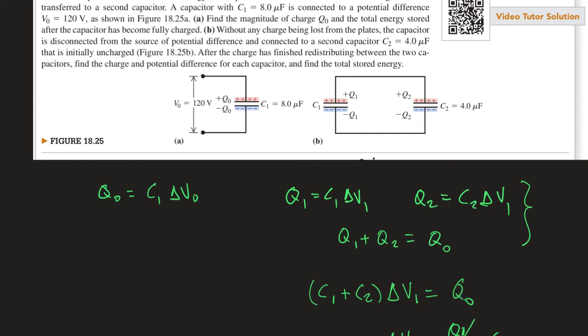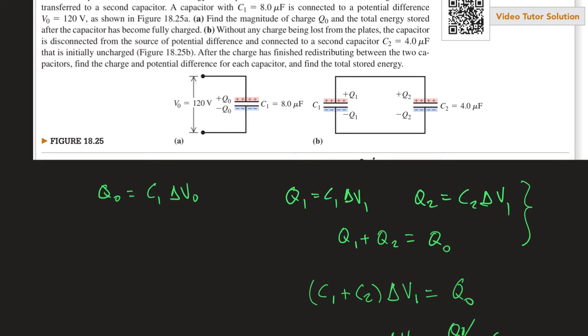This problem is a very basic example to start analyzing what is happening here. We have a capacitor C1. This is the capacitor C1. It says that the capacitor is 8 microfarad.